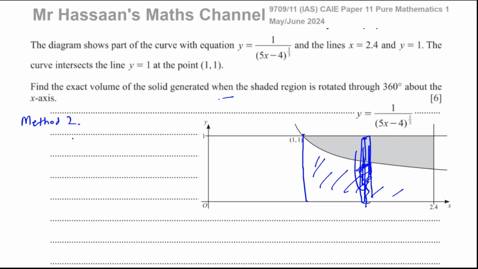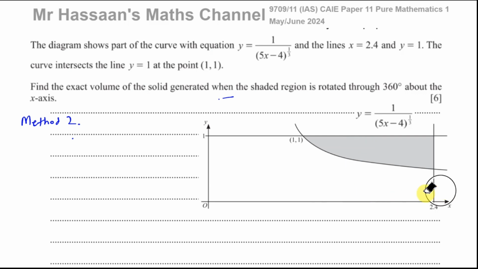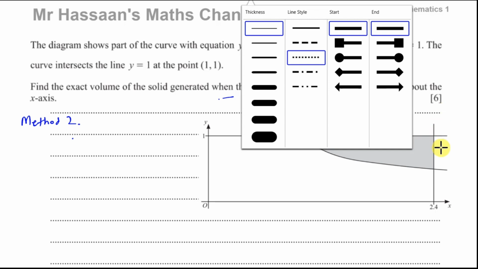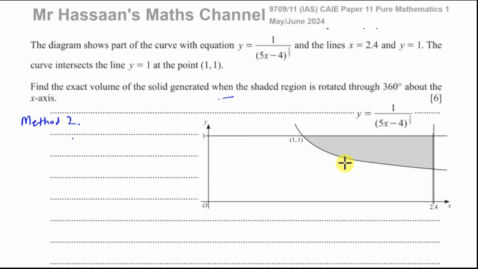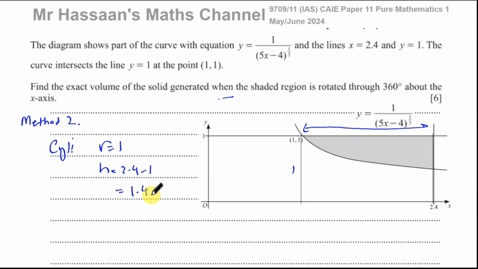Now that whole cylinder will be starting from here and ending here. That cylinder will have a radius of this line, y equals 1, so the radius of the cylinder is 1. And the height of the cylinder is this distance here, 2.4 minus 1, which is 1.4. That's the height of the cylinder between these two.